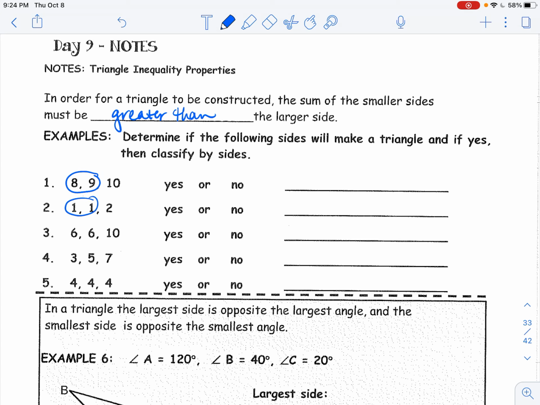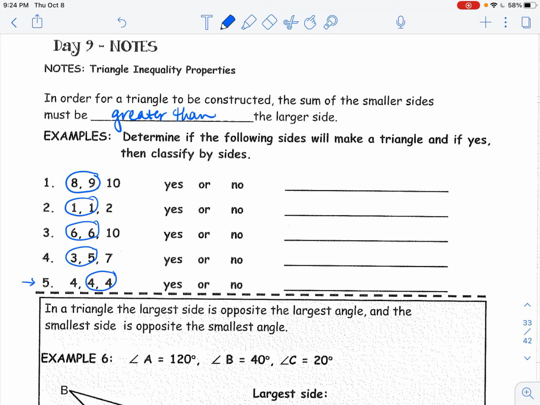So I always circle the smaller sides. Each of these is the smaller sides, and they don't have to be in order. This last triangle is an equilateral triangle. They're all the same side length, so it doesn't matter if we circle the first two or the second two.